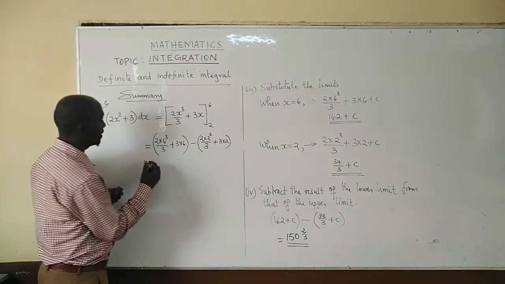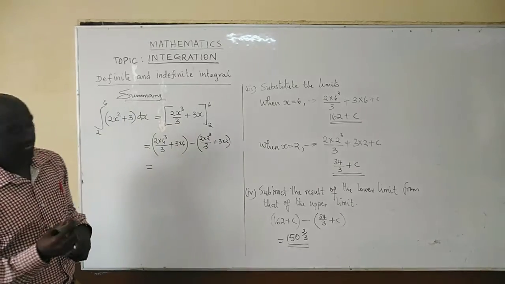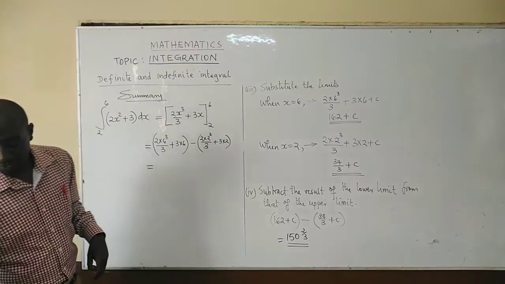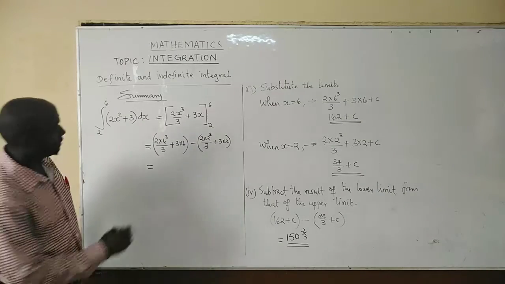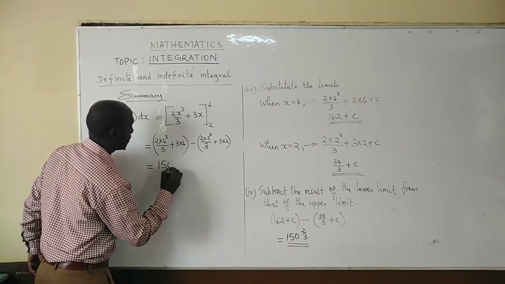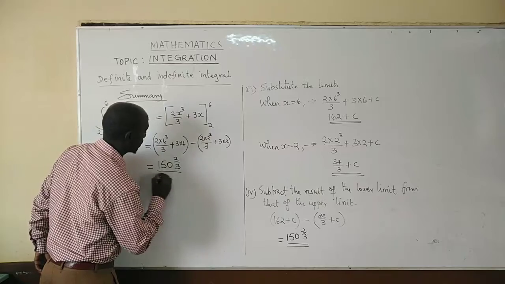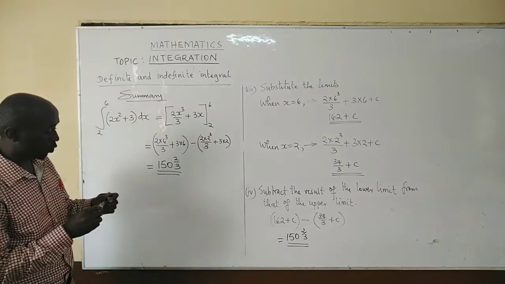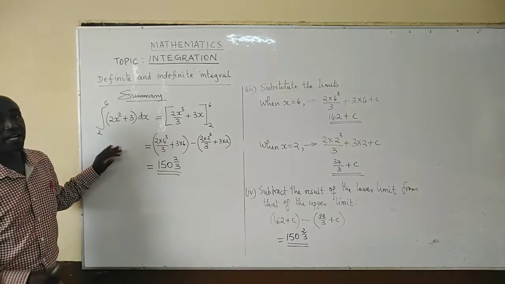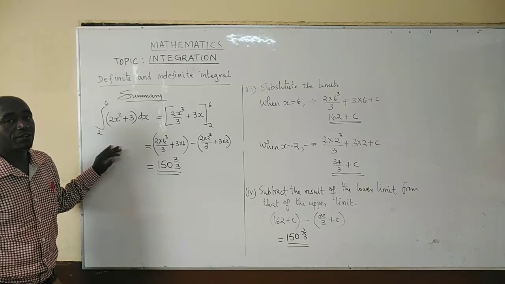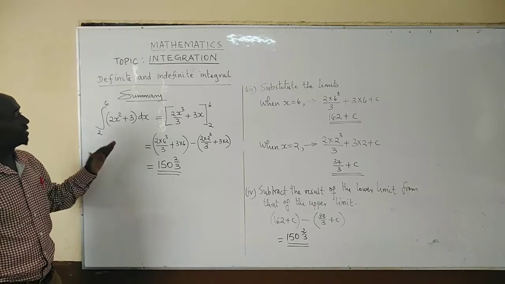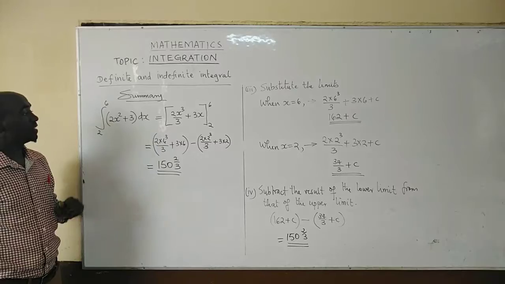So you simplify this. If you simplify all of that without much ado, you will get 150 and 2 over 3. So at least that is the summary of what we are supposed to do, my dear learner, when we are finding definite integral. That is how we deal with definite integral.